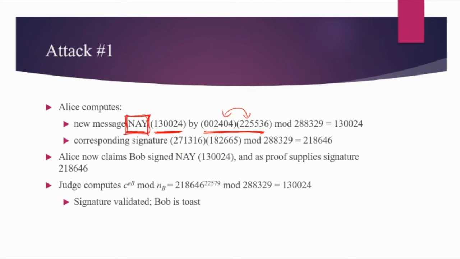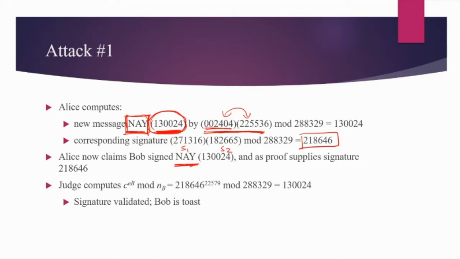If you calculate this, the multiplication of these numbers is equal to this message, and hence the signature generated for this message is this. If you can multiply, you can get the signature corresponding to this message. So Alice now claims that Bob has signed this message.